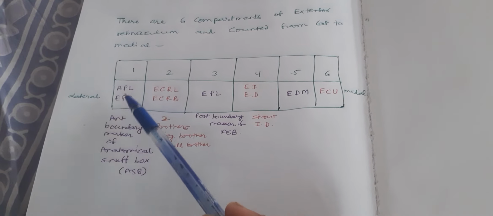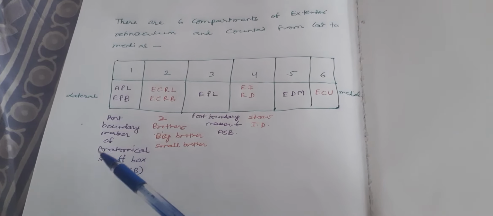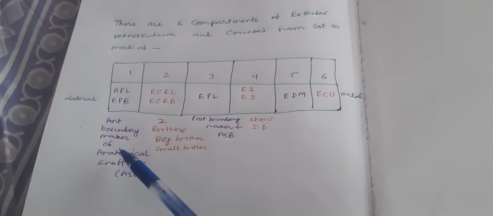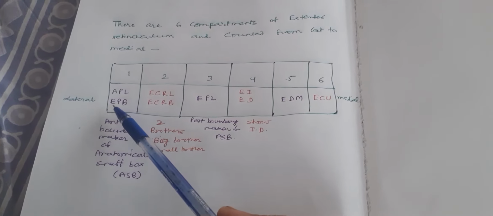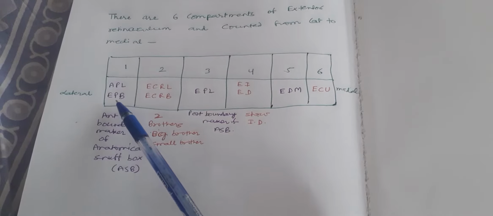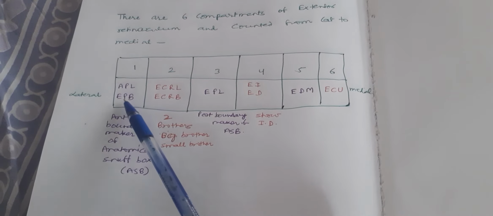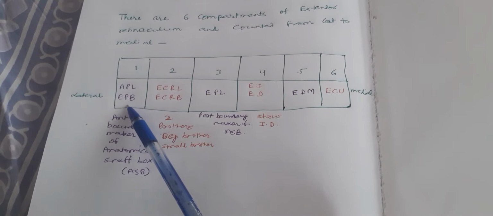First compartment carries the anterior boundary marker of anatomical snuffbox. Anatomical snuffbox, we all know, when we stretch our thumb, there is a depression that appears, which is commonly used to make chuna, and we all know oral cancer is most prevalent in India. So we will also memorize the chuna, which is common in India, and anatomical snuffbox. So the anterior boundary markers are the abductor pollicis longus and extensor pollicis brevis.